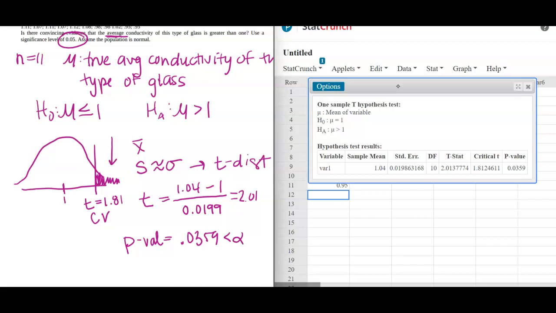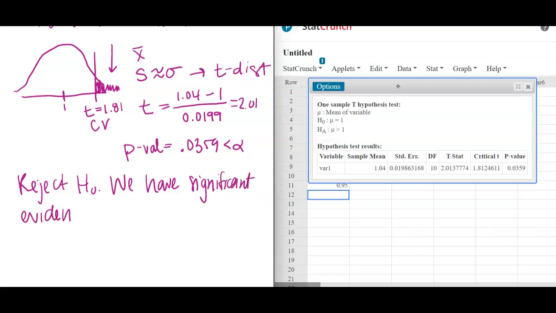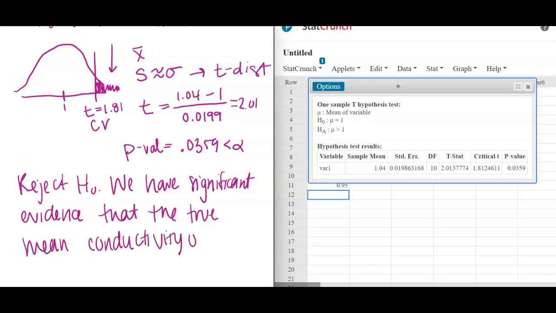Okay, so we can then write our response. We reject H0. We have significant evidence that the true mean conductivity of this glass is greater than 1.